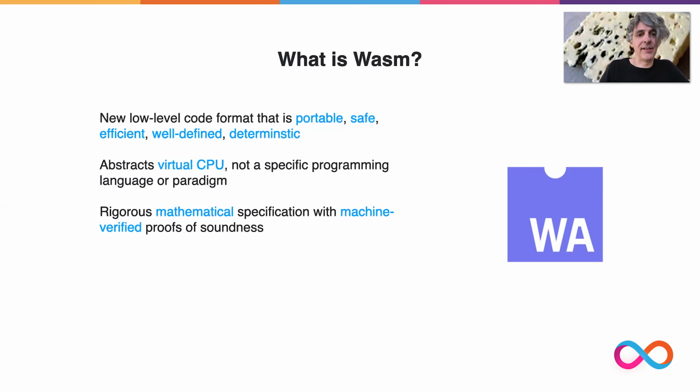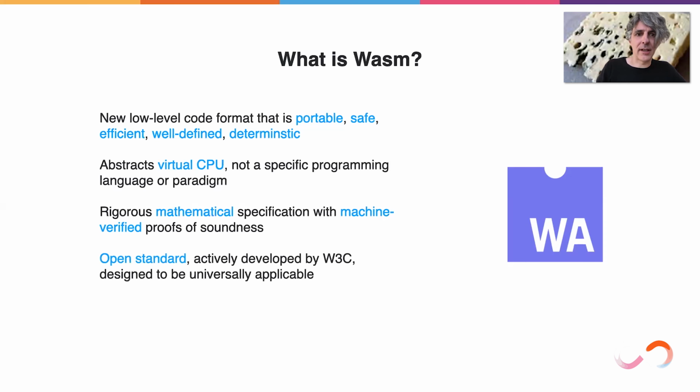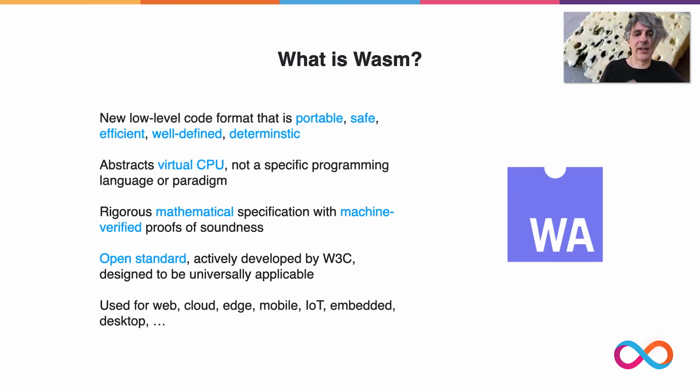The other thing that is special about WebAssembly is that it has a very rigorous mathematical specification, which is part of the standard, and includes a machine-verified proof of soundness, or actually several proofs have been done with different theorem provers. So it's not just some random thought-up technology, it has a very rigorous technical and formal basis. It's an open standard, developed under the roof of the W3C because it started out as a web technology, but it has always been designed from the get-go to be universally applicable. So not just to the web, but to any other kind of environment as well.